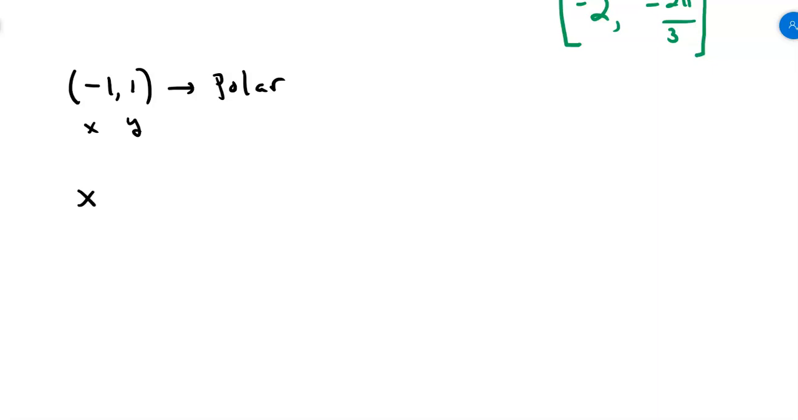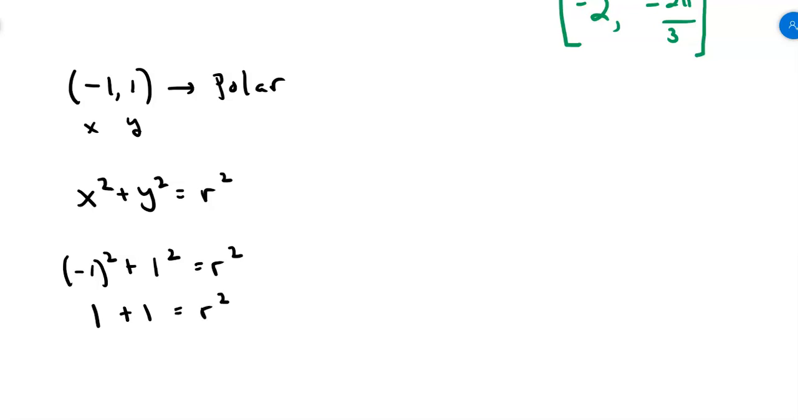So I know that x squared plus y squared equals r squared. Throw some numbers in. -1 squared plus 1 squared equals r squared. And look what we get. 1 plus 1 is 2. All right, so if 2 is equal to r squared, then the radius is the square root of 2.